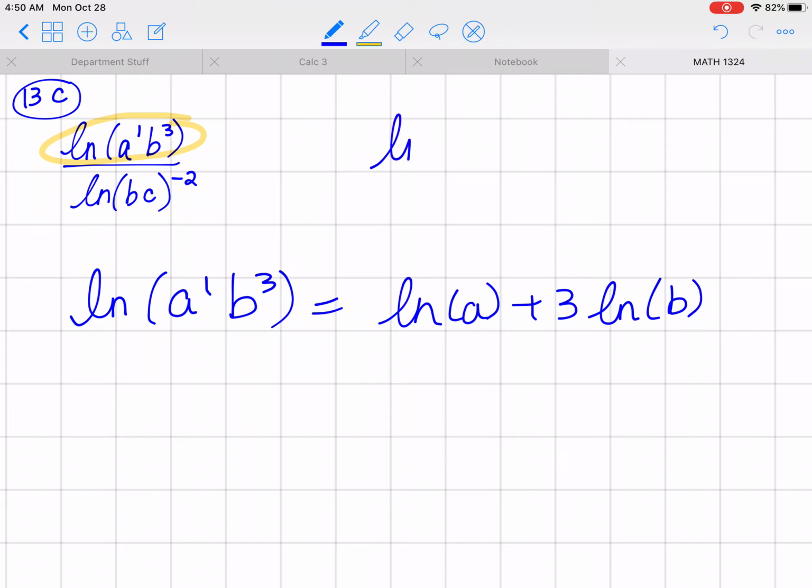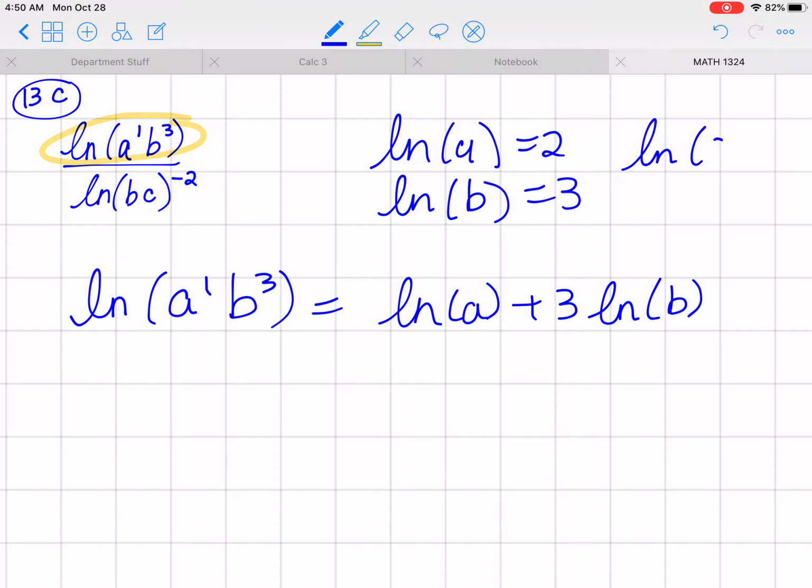previously you said that ln of a was 2, ln of b was 3, and ln of c is 5. So we're going to apply that here. And as you had before, you're going to get 2 plus 3 times 3. So this was done correctly. And so that's the numerator.